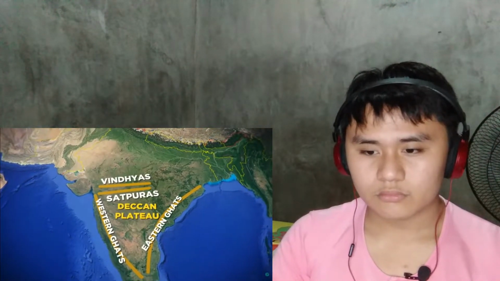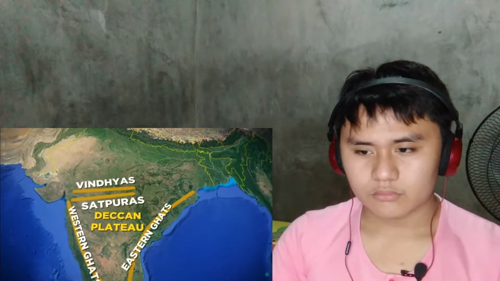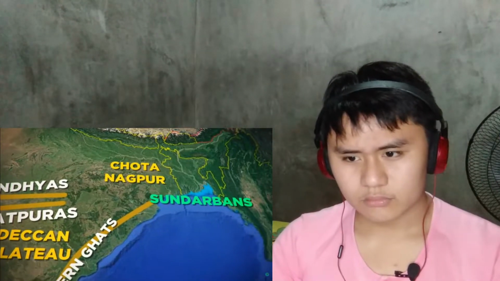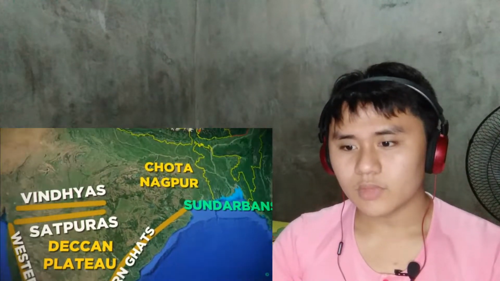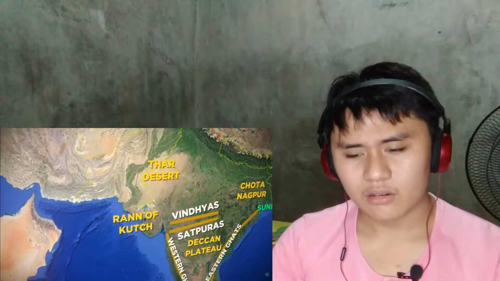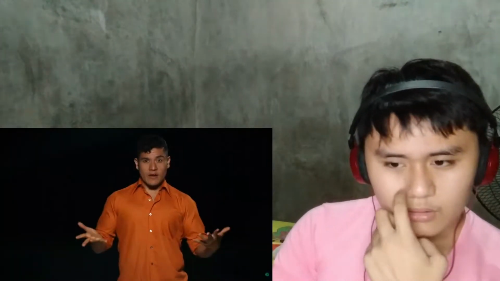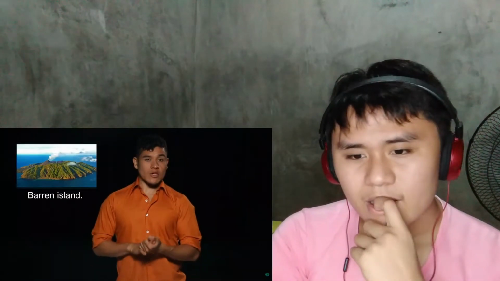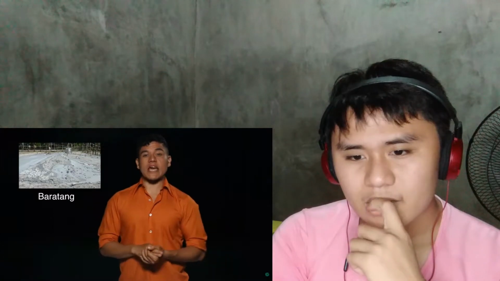This place is moderately forested, especially in the east in the Chota Nagpur Plateau, where you get a section of the swampy Sundarbans that they share with Bangladesh. Check out the Bangladesh episode. Head a little west and you get the dry Thar Desert along the border with Pakistan, as well as the Rann of Kutch, known as the Salt Desert. And finally, the only active volcanic area would be the Andaman and Nicobar Islands, with Barren Island having actual conical eruptions and Baratang having tame mud volcanoes.